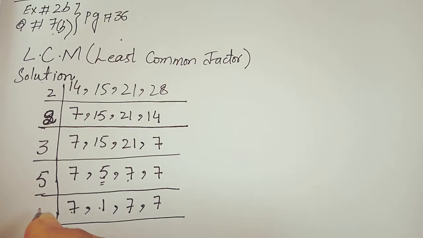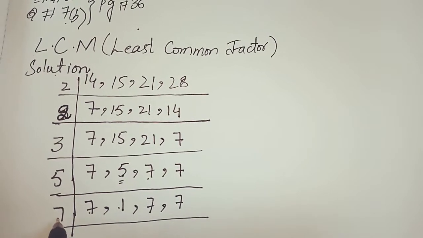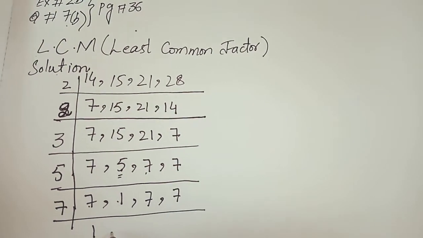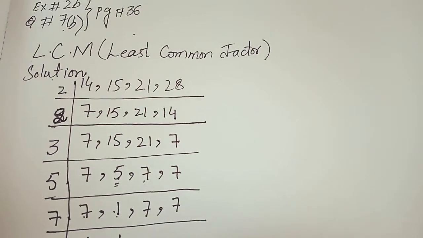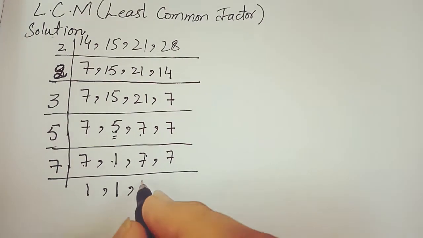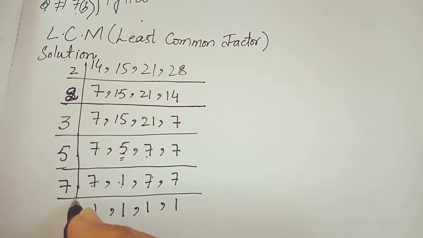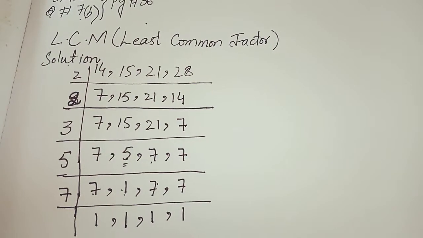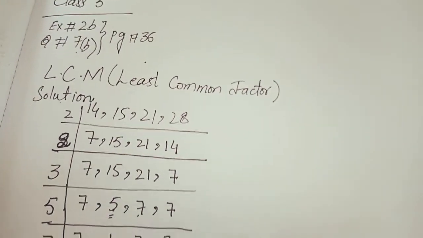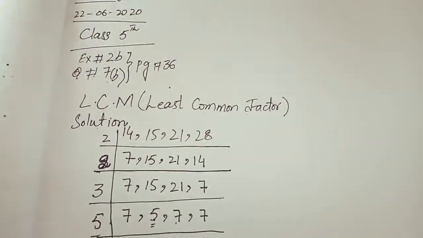Now divide all these terms by 7. 7 ones are 7. This one will come down. 7 ones are 7 and 7 ones are 7. Is this clear to you? Okay. Now how to find the LCM?